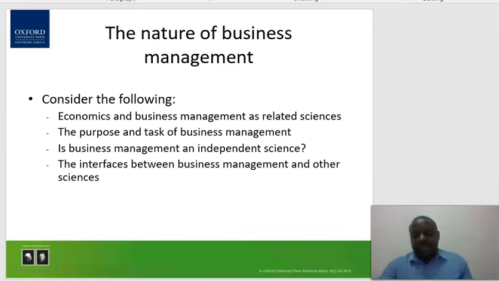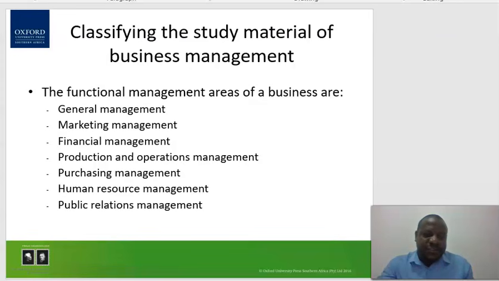So it is important to understand the main purpose of business management. Then there are functional management areas of a business that we ought to understand. In chapter 6, we'll look at general management, or introduction to general management. Some refer to it as strategic management. We'll look and see when we get there.